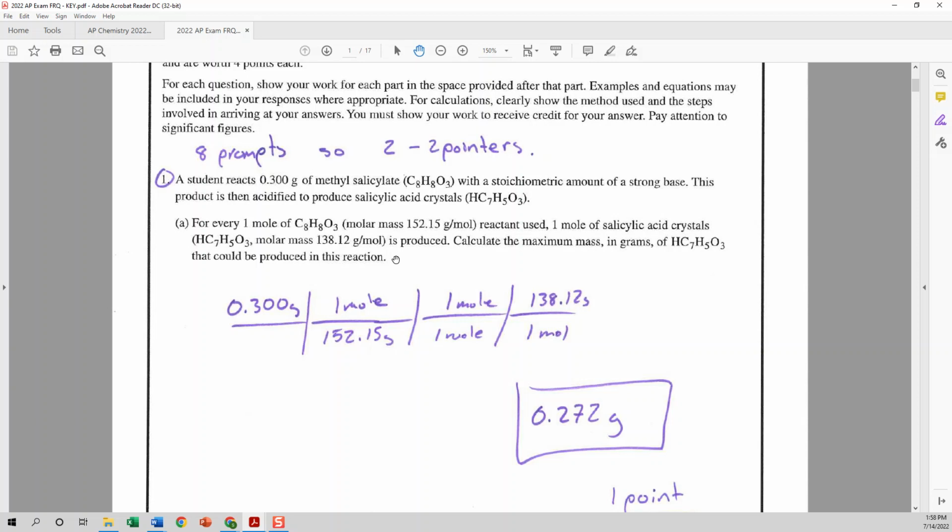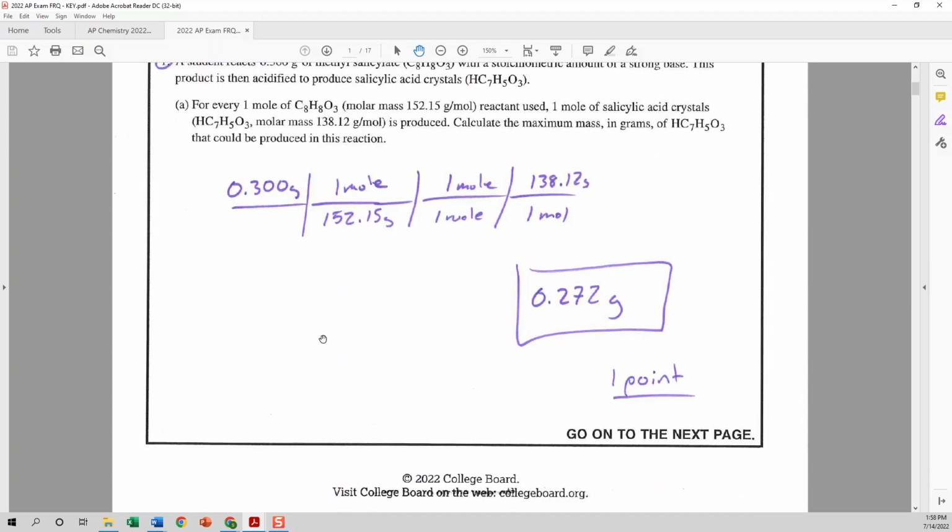Sometimes within the question, they might say, make sure your answer has the correct number of sig digs. If they put that in this specific question, then you would have to have 0.272 grams. It would probably be 1 point for the correct setup and 1 point for the correct number of significant figures. So that might be a 2-point question if that were a prompt here, but it's not, so it's not something you really have to worry about. All right, so question 1A, all from Unit 2, stoichiometry and mole calculations, okay?